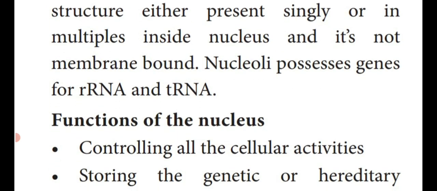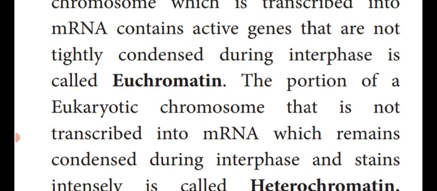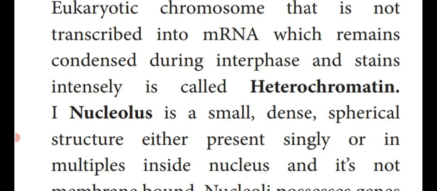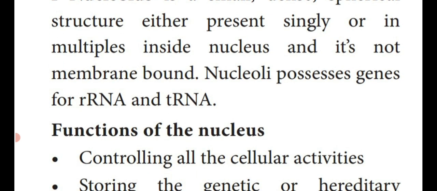This nucleoli contains genes for rRNA and tRNA. rRNA means ribosomal RNA and tRNA is the transfer RNA. Another one we have seen is mRNA, that is messenger RNA. These three are the different types of RNA, that is ribonucleic acid. So the structure of a nucleus is the important 5 mark question. Draw and label the structure of nucleus is the important 3 mark question.